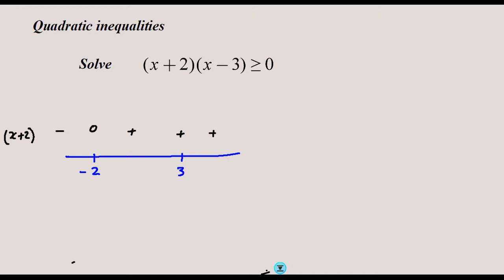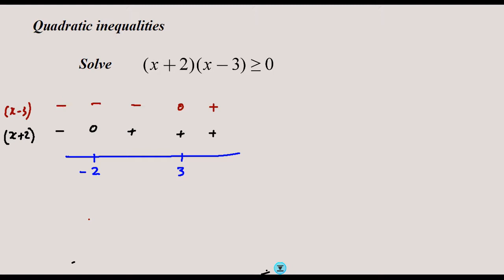Let's consider x minus 3. The critical point that matches this bracket is 3. So when x is 3, the value of this bracket is a 0. When x is greater than 3, the value of this bracket is positive. When x is less than 3, the value of this bracket is a negative. It's negative here, it's also negative here, and it's negative here.